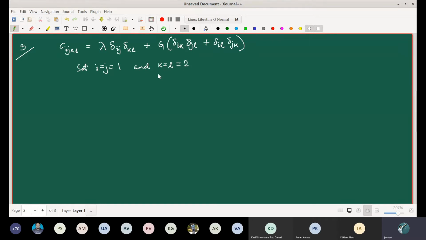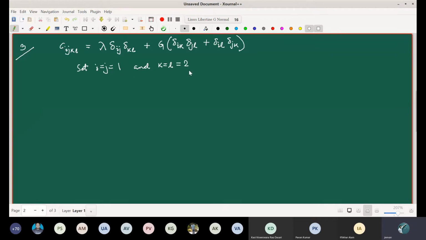There is nothing holy or sacrosanct about this 2 or this 1. You might as well have taken i equal to j equal to 2 and k equal to l equal to 1. Or you could have taken i equal to j equal to 3 and k equal to l equal to 1, or k equal to l equal to 2 also, if you take this as 3.